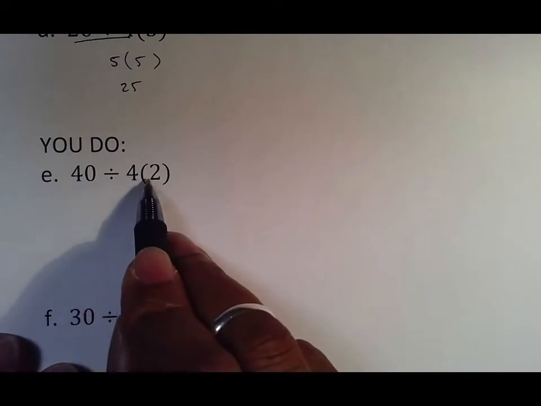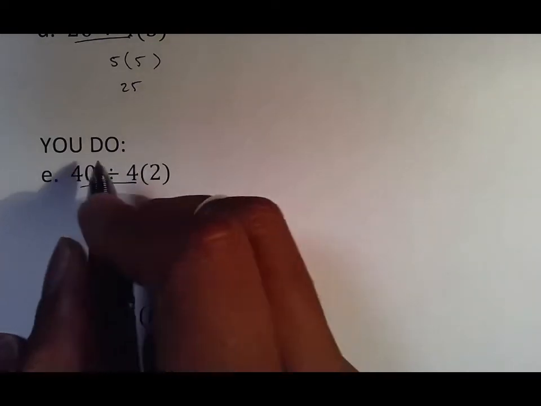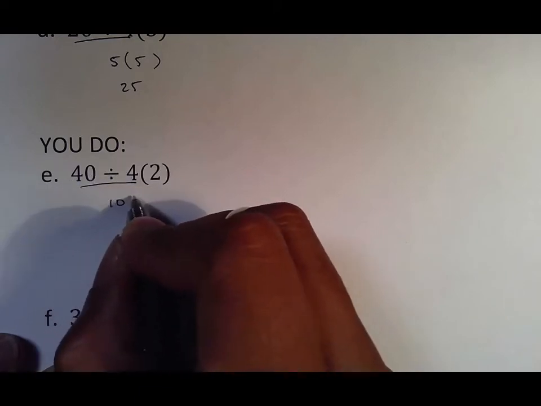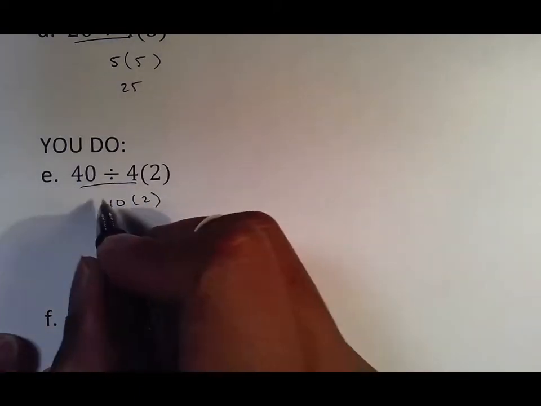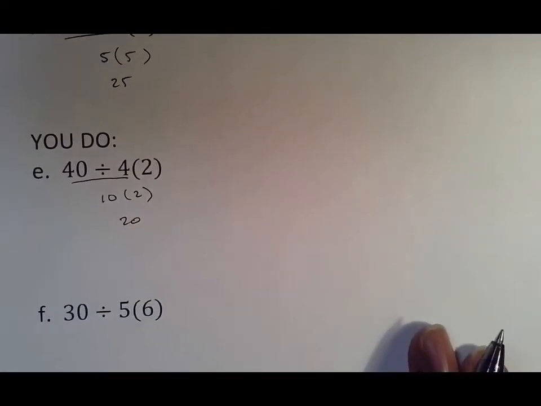Again, this is not a parentheses. This is a multiplication, which means these 2 things are on the same level. What's in front goes first. 40 divided by 4. 4 goes into 40 10 times. And then 10 times 2 would be 20. If you had 2 $10 bills, you have 20 bucks.